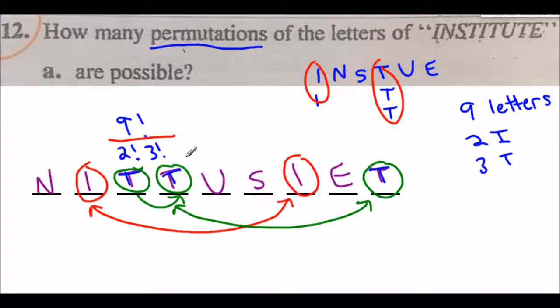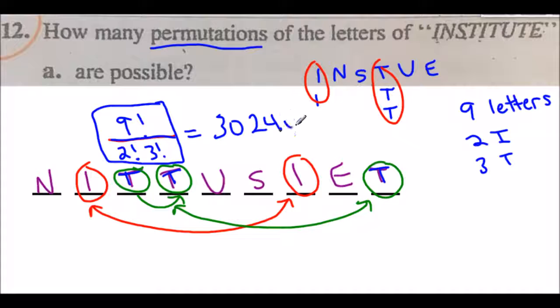So the total number of permutations is 9 factorial divided by 2 factorial times 3 factorial, because it's 9 objects, but there are 2 identical to each other, and another group of 3 that are identical to each other. So the math I need to do is 9 factorial divided by 2 factorial times 3 factorial. So the answer is 30,240.